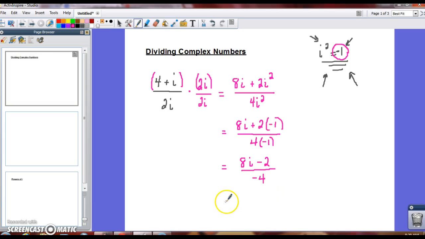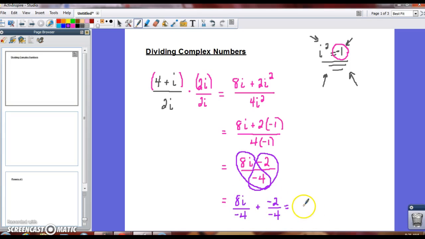Now what you should always do is put that in simplest terms. And this usually causes a little bit of trouble for people. So what I tell everybody is to break this up. To put it in simplest a plus bi form means you break it up. And I call this, some people call it the butterfly, some people call it the crisscross. I'm not sure. There's lots of different names for it. But you're going to break it out into two fractions. 8i over -4 and then -2 over -4. And then simplify each of those fractions.